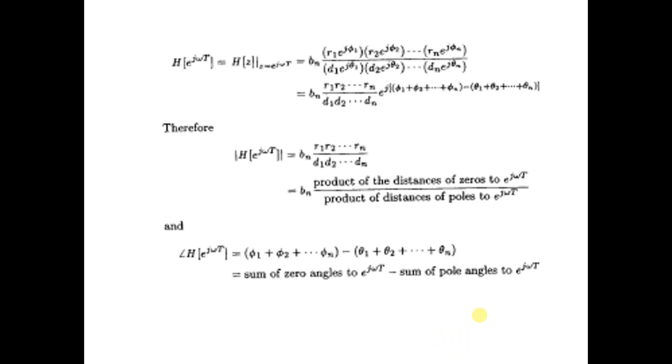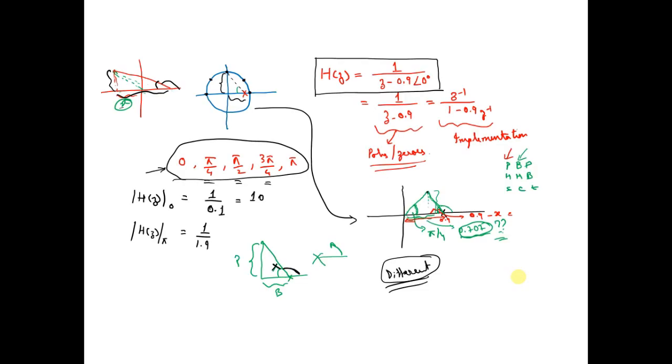Again, if you look into the amplitude response, it is the product of distance of zeros to the frequency point divided by product of distance of poles to the frequency point. Similarly, the phase is the sum of zero angles to the frequency point minus the sum of pole angles to the frequency point. You're getting my point? No other difference. Everything remains the same. Now let us take a numerical example.